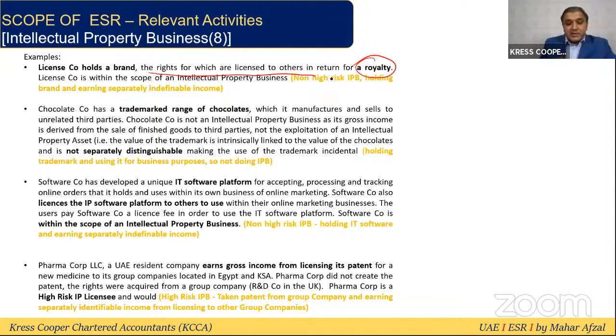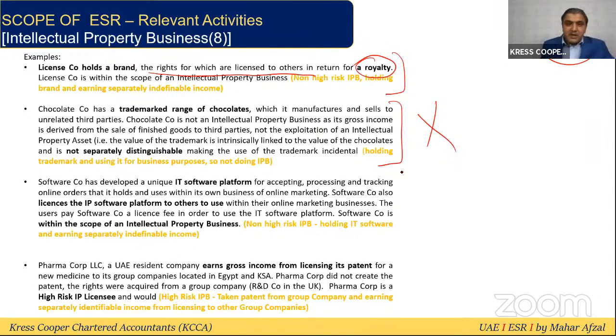Let's say within the scope of intellectual property business, separately identifiable income is there, and the asset has not been got from the foreign connected person. What the definition is, we have already discussed. So it will be considered the licensee is involved in the business. Holding a trademark for business purposes: suppose Crest Cooper is holding this trademark and we are using it for business purposes, we are not doing intellectual property business. Non-high risk is a business holding IT software, earning identifiable income.